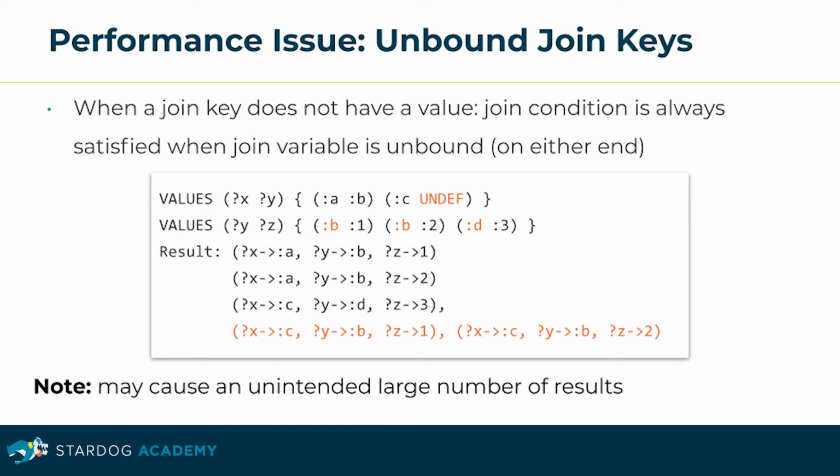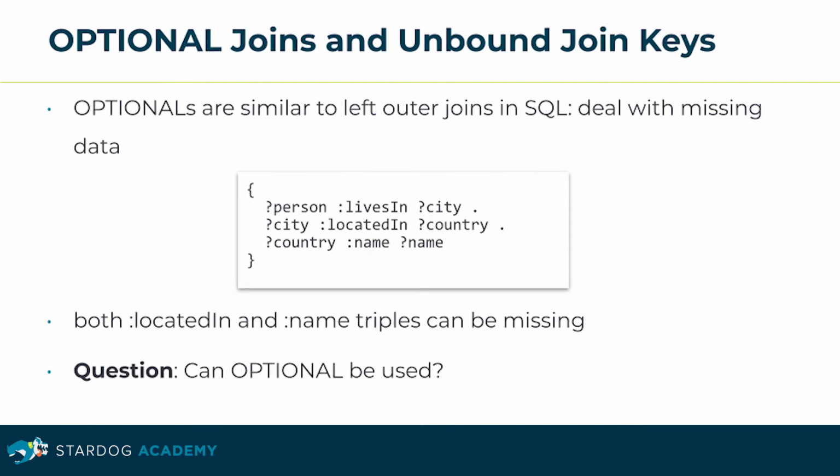So the first issue here we can have is when a join key does not have a value, because the join condition is always satisfied when the joined variable is unbound on either end. And this could have an unintended consequence of a larger number of results than expected. So we can see here the undefined matches this and adds an extra result to our query that we may not have intended. The next thing to look at is optional for joins and unbound join keys.